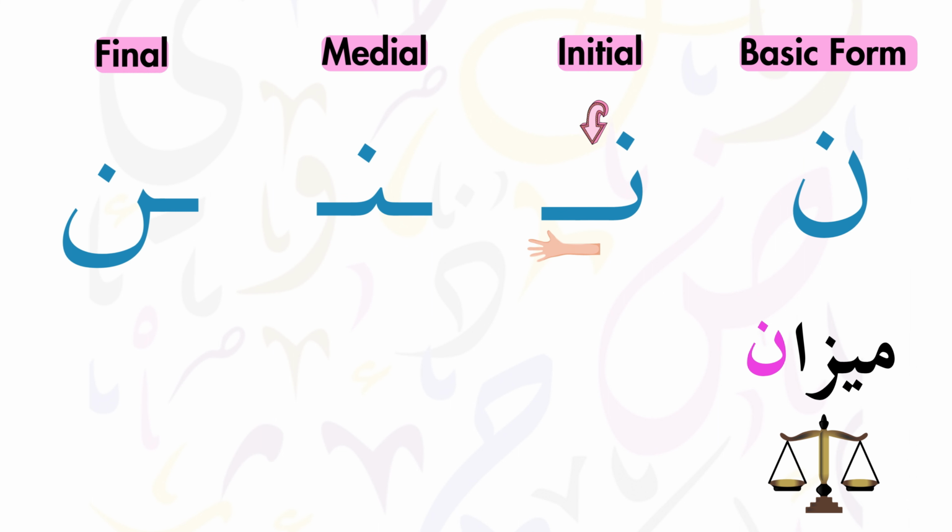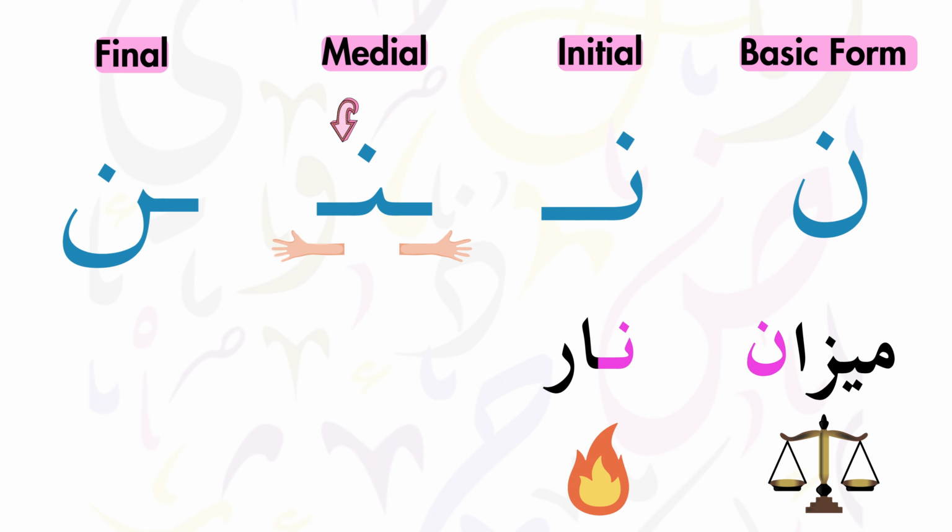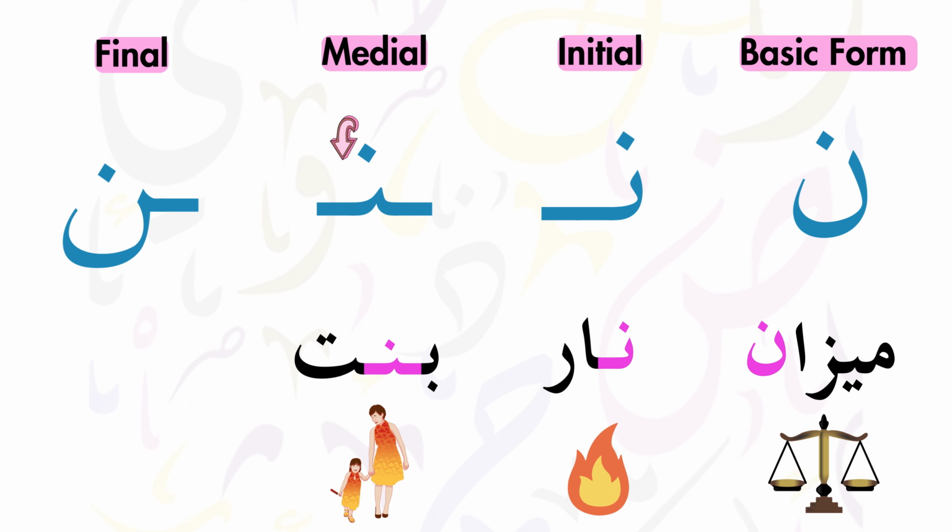The second one is the initial form, which comes in the beginning of the word with one hand on the left in order to be attached to the next letter, as in the word nar, which means fire. The third form is the medial one, which comes in the middle of the word with two hands from the right and the left in order to be attached to the two letters before and after it, as in the word bint, which means daughter.